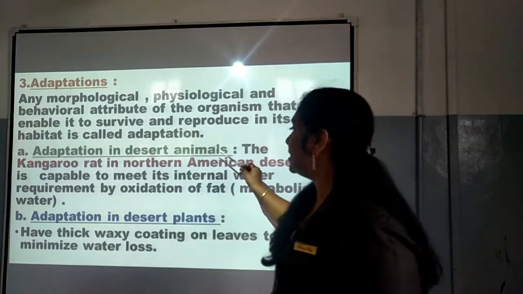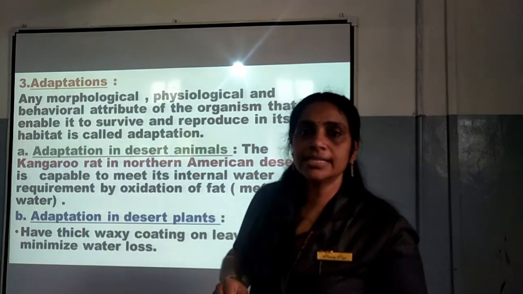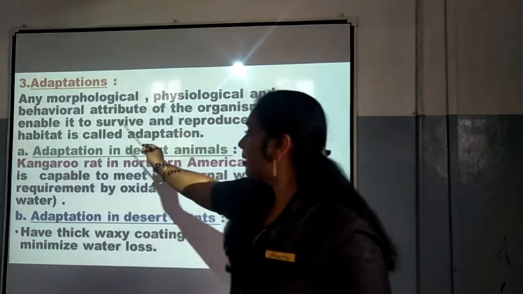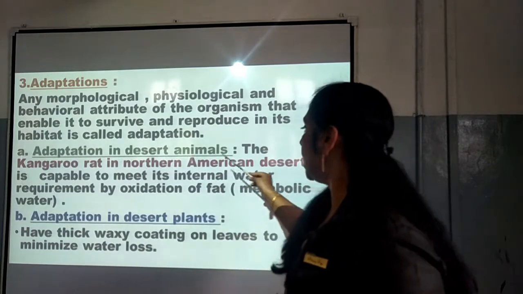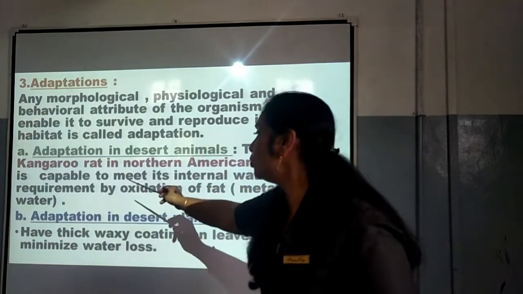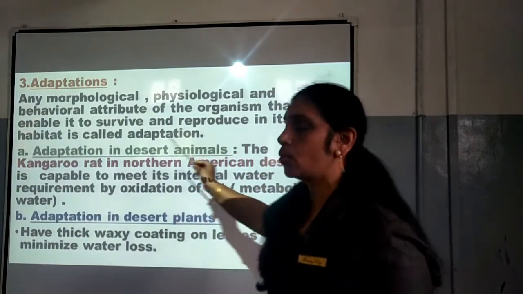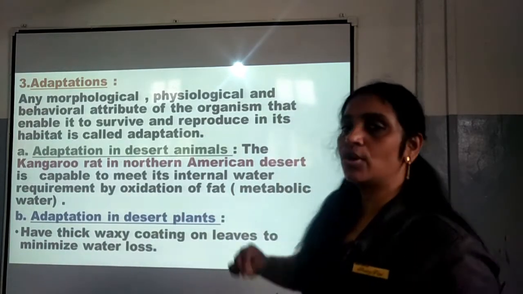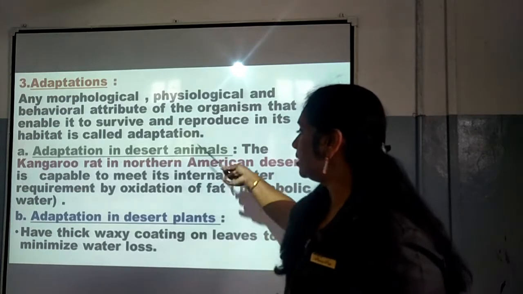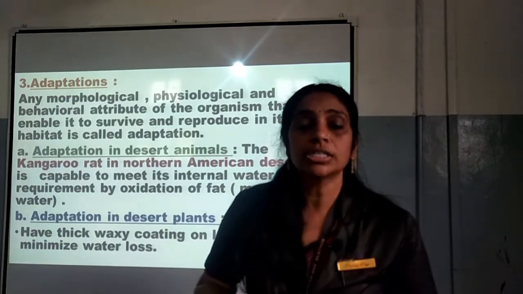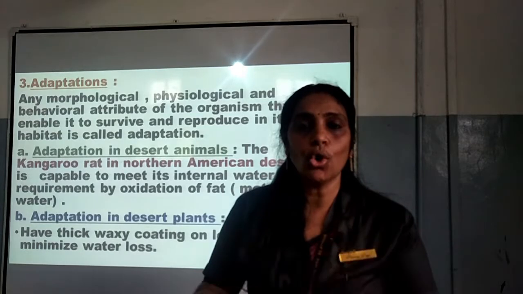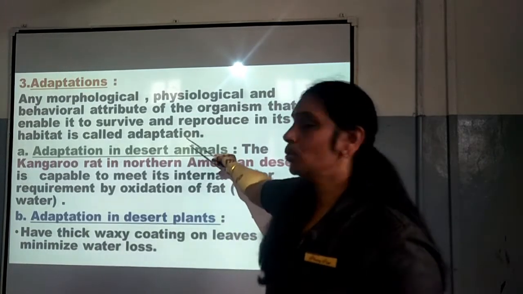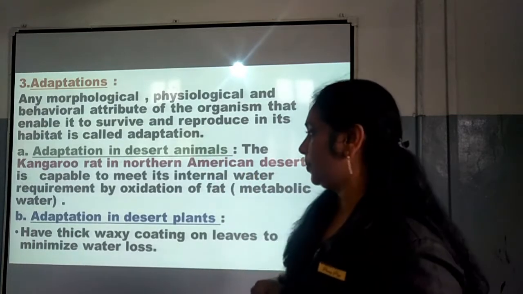Adaptation in a desert animal: we can see now how desert animals are adapted to live in the desert. The kangaroo rat in the North American desert is able to meet its internal water requirement by oxidation of fat, which is also known as metabolic water. So, how is it able to meet the internal water requirement? By oxidizing the fat which is stored in its body, isn't it? In that manner they are able to live in the desert condition.